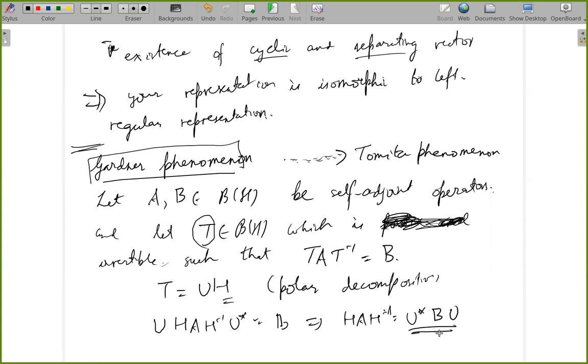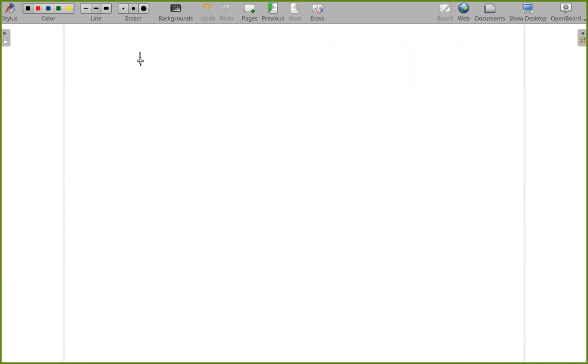So by our assumption, B is self-adjoint. So if B is self-adjoint, U star BU is also self-adjoint. So I can also write it as U star BU whole star, which means I can write it as H inverse whole star. So all things combined, what I have concluded is that H inverse is equal to H inverse AH, right? Then I move the H's around. So this implies H square commutes with A.